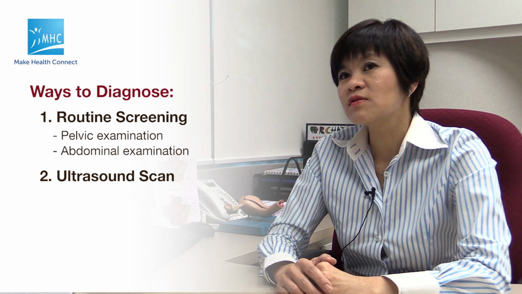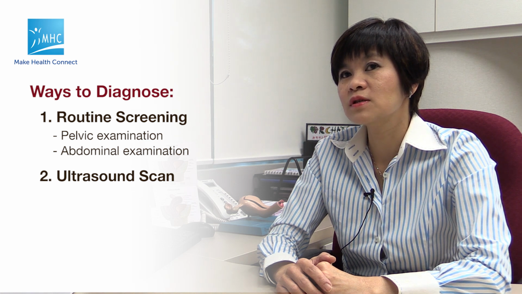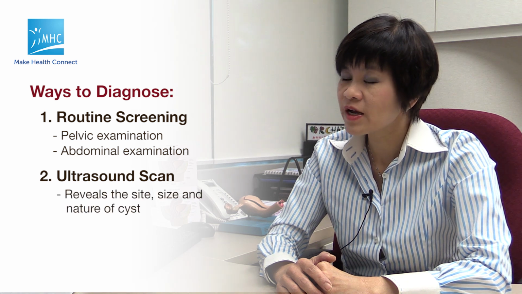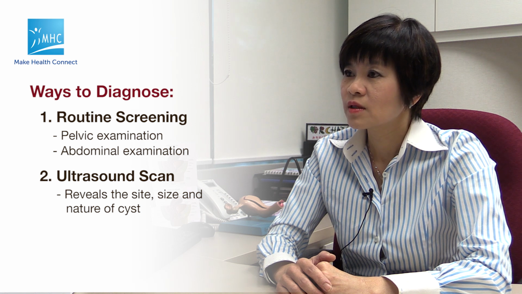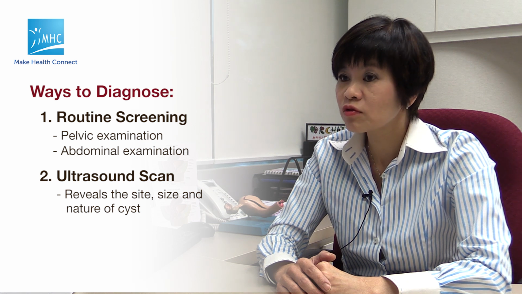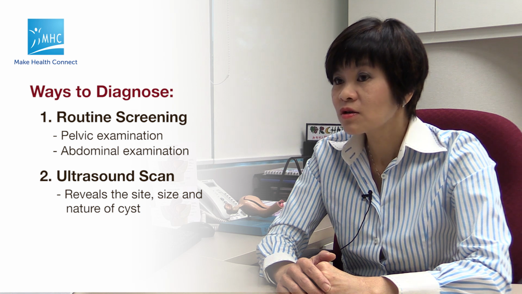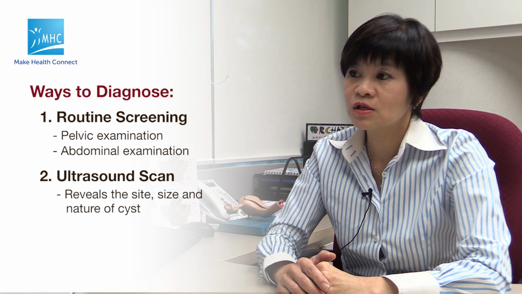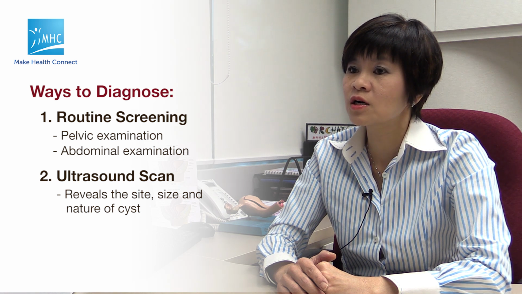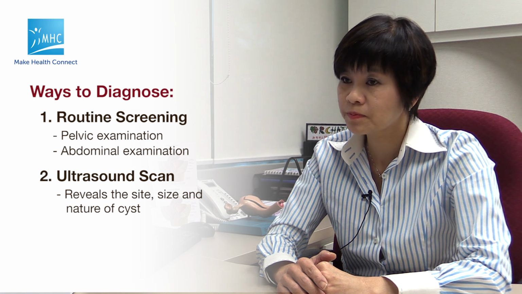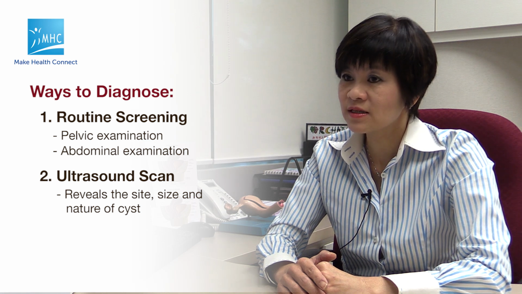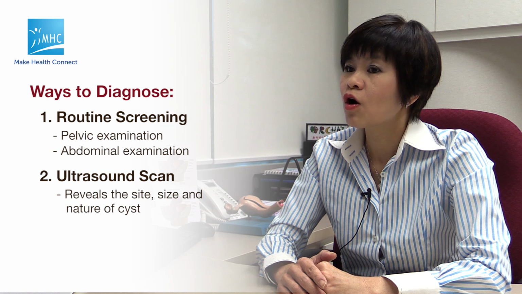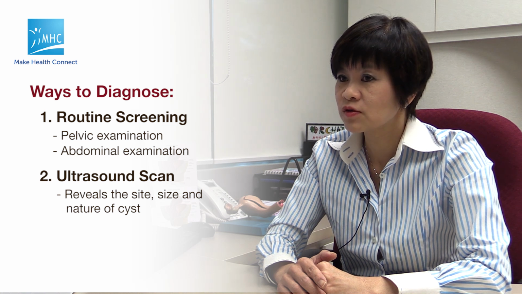Now, doing an ultrasound scan is important in the diagnosis of an ovarian cyst because it tells us the site of the ovarian cyst, the size, and the nature. That means we can see whether it is unilocular or multiloculated, or whether there are some solid components inside, which are suggestive of the possibility of cancerous components. On top of that, we can also see ascites, which is fluid in the abdomen, which is also a feature of malignancy or cancer.